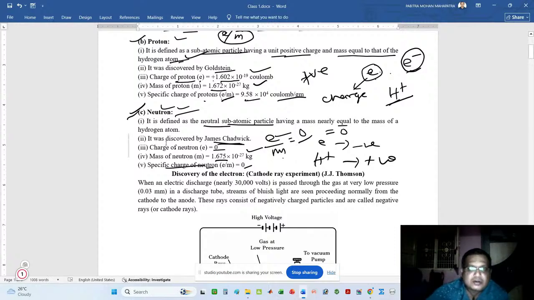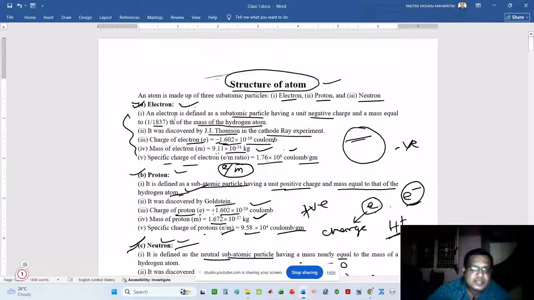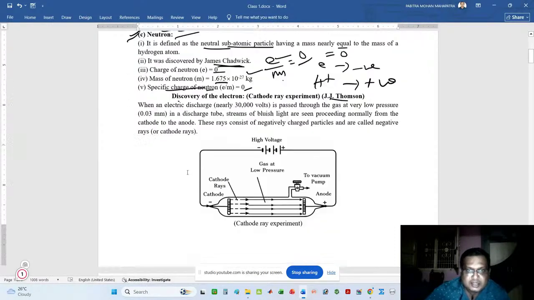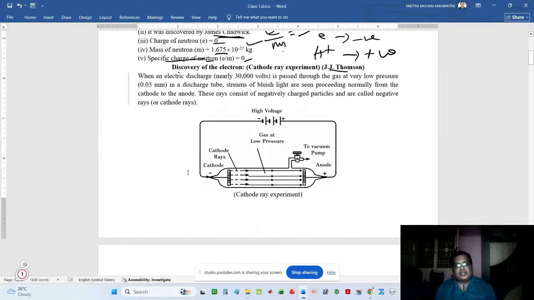These are some points regarding the electron and proton. Next, I will move to the discovery of the electron. It was discovered by J.J. Thomson. How did the scientist discover this? Let me explain. Look at that. He carried out an experiment.